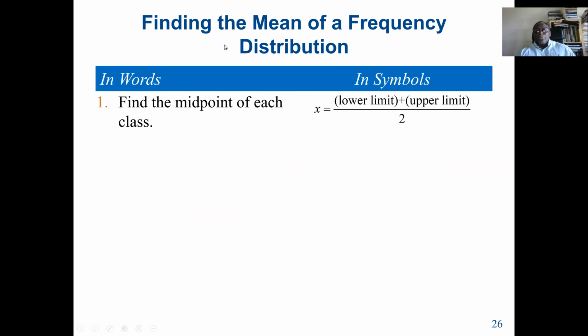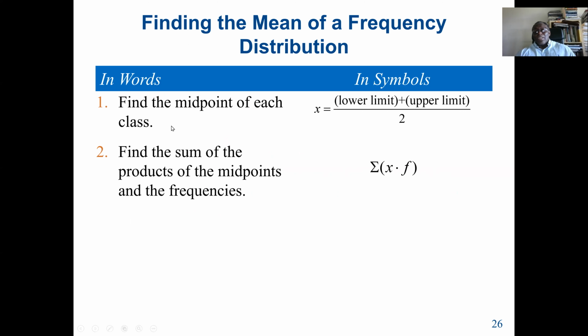So this is an example. Here they say finding the mean of a frequency distribution. To find the midpoint of each class, remember, we take the lower limit plus the upper limit, divided by 2. Now to find the sum of the product of the midpoint and the frequencies, we just multiply how many times X appears, which is the F, times the X value. Then we find the sum of the frequencies. So here we add all the frequencies, and that will represent N.